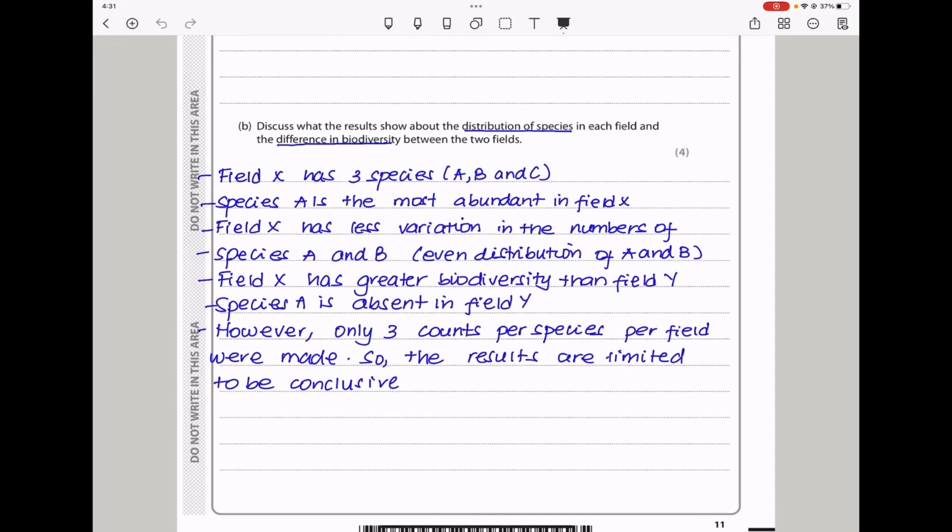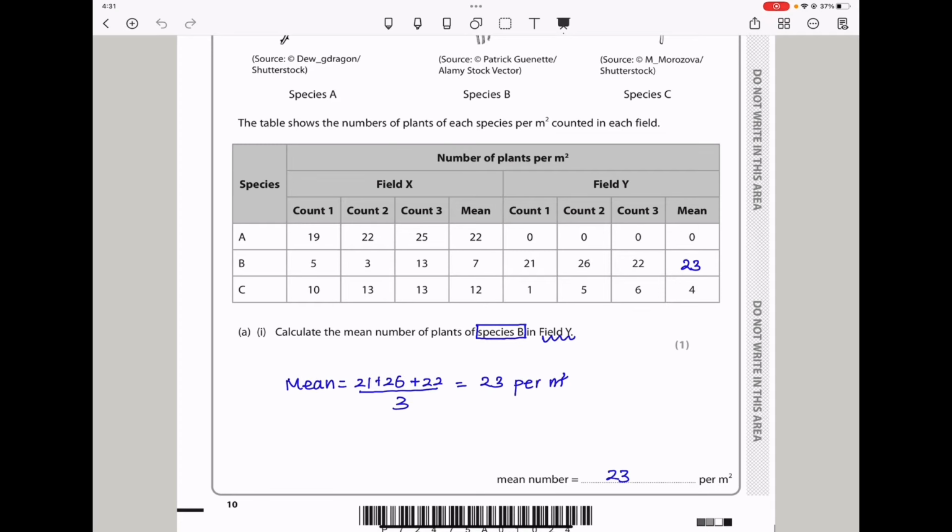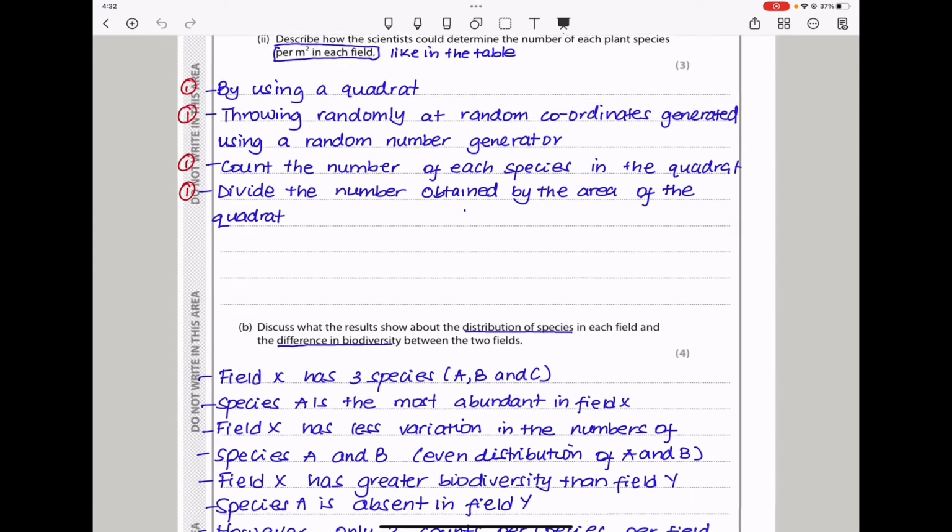The last point is about the idea that they just made 3 counts per field. The number of counts are not many for us to make a conclusive judgment on the abundance and distribution of organisms within this specific area.